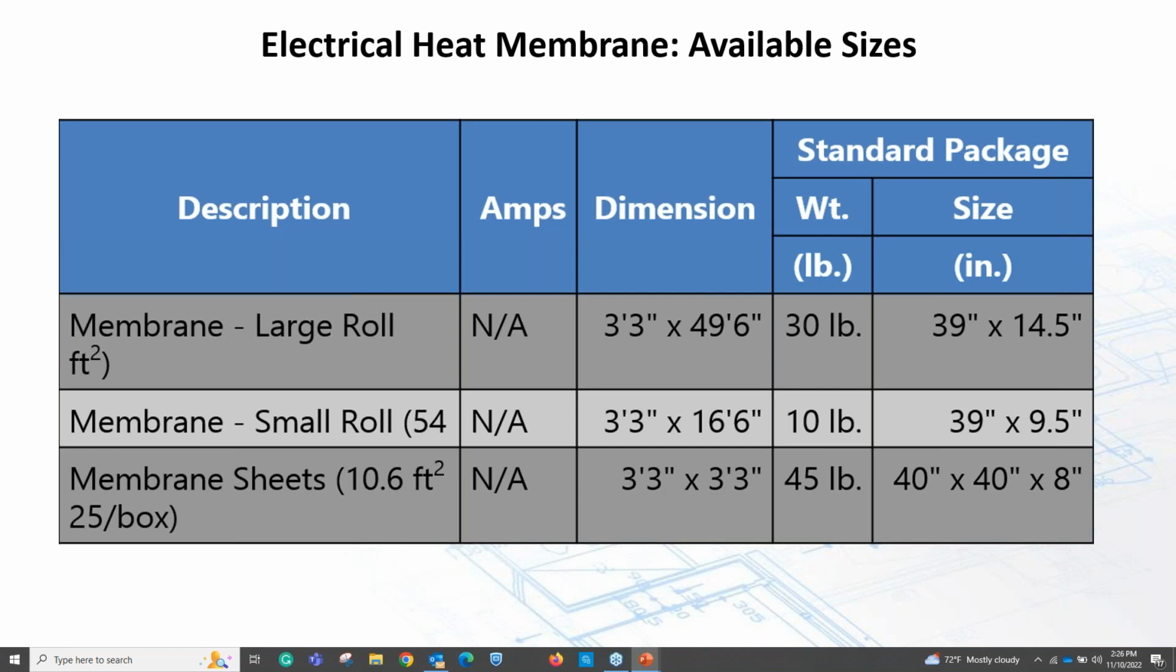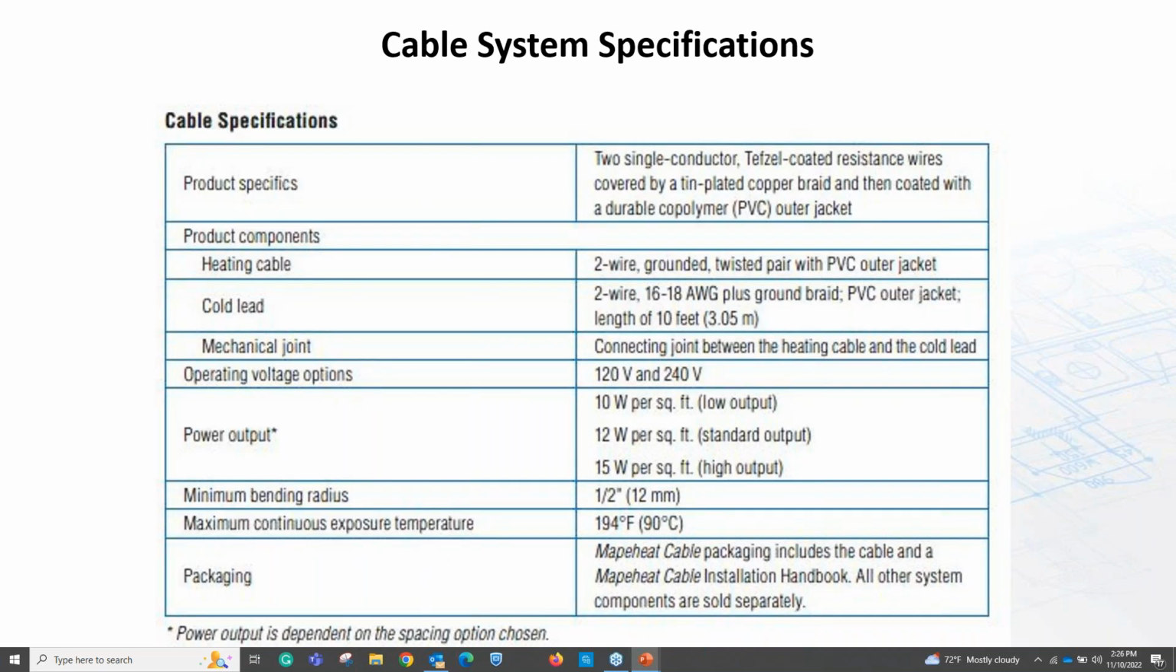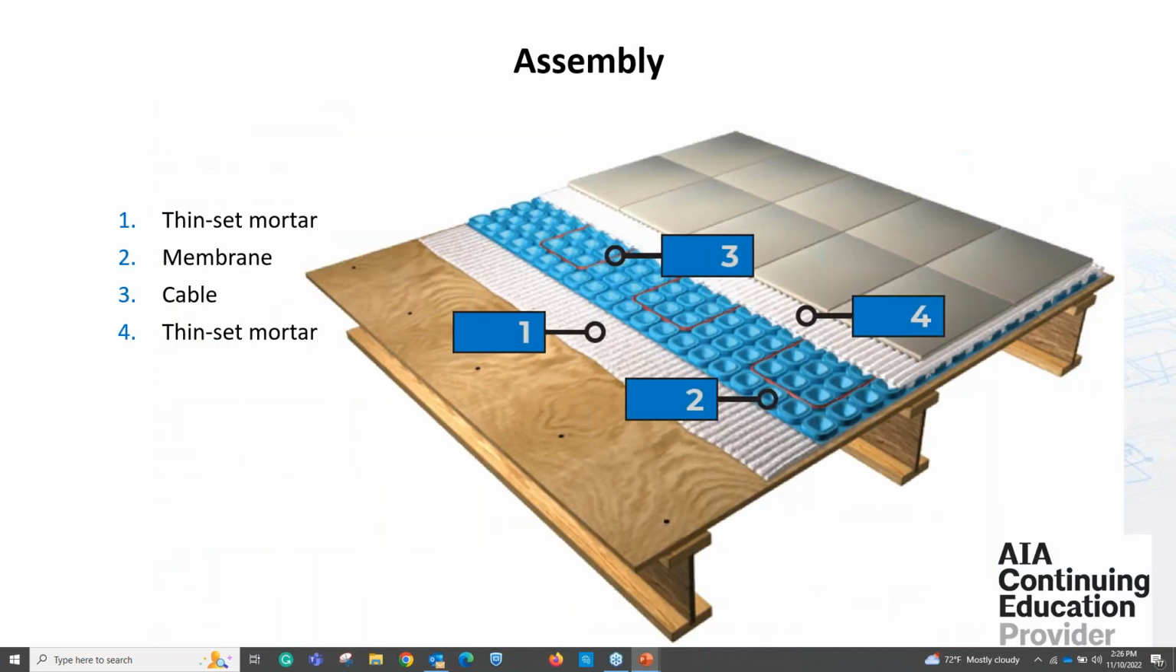Membranes come in rolls, they come in sheets. So that's kind of the choice of the installer and the manufacturer. All manufacturers pretty much have a cable description of what's going on. These, like I say, this one here is 10 watts per foot for low output, 12 for standard output, 15 for high output. Pretty much everything you need to know about the wire itself. And here's the assembly again. You got an exterior rated ATA plywood, a thin set. Then the mat goes down, the wire, thin set or leveler on this particular one, and then tile. So it's pretty straightforward on what you need to do and how it's done.